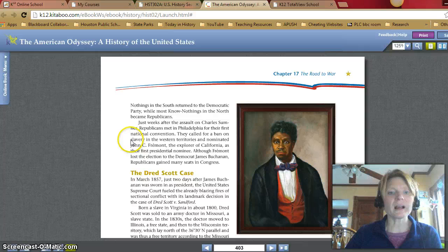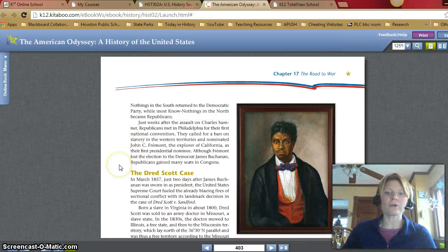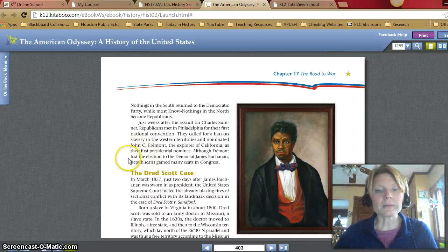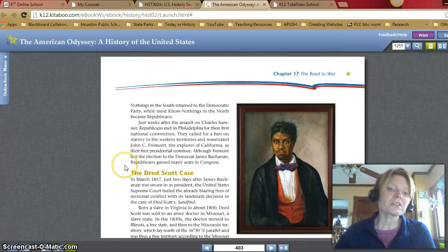They called for a ban on slavery in the Western Territories and nominated John C. Fremont, the explorer of California, maybe you remember reading about him in Unit 5, as their first presidential nominee. Although Fremont lost the election to the Democrat James Buchanan, Republicans gained many seats in Congress.